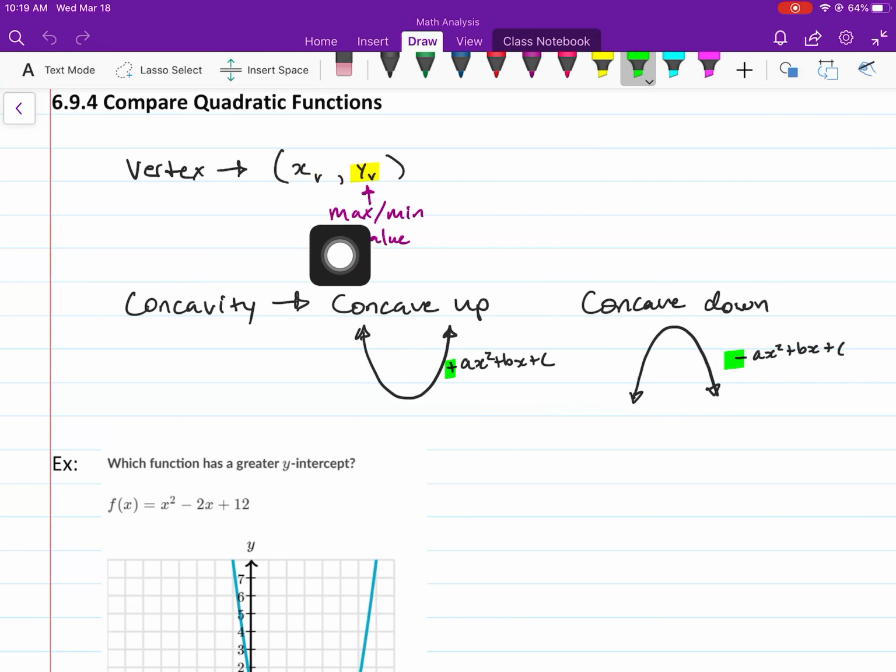All right, in this section, I left a little bit of notes. Vertex: if they ask you to compare maximums and minimums, they're asking about comparing the y value for the max and the minimum. As far as the vertex, the y value of the vertex.